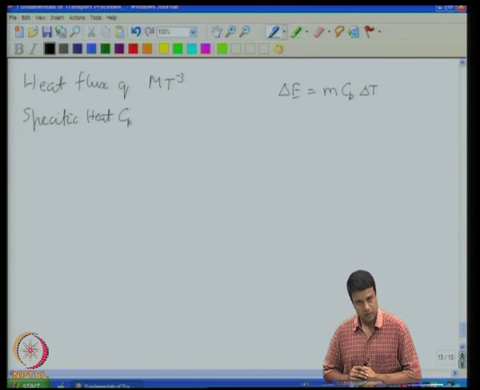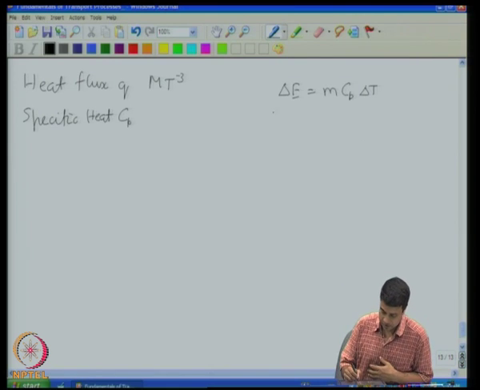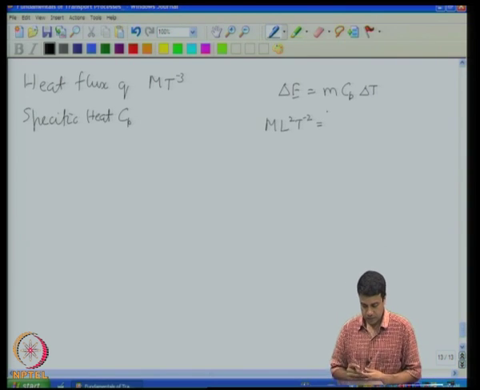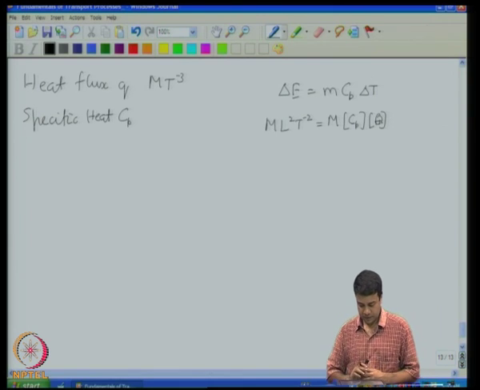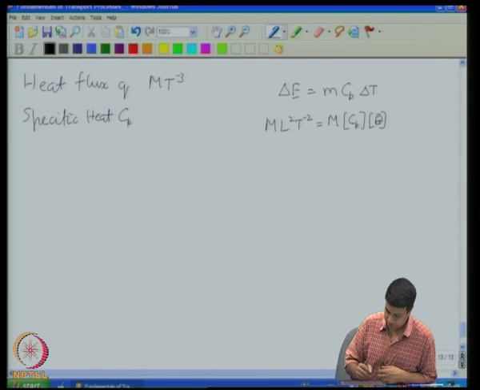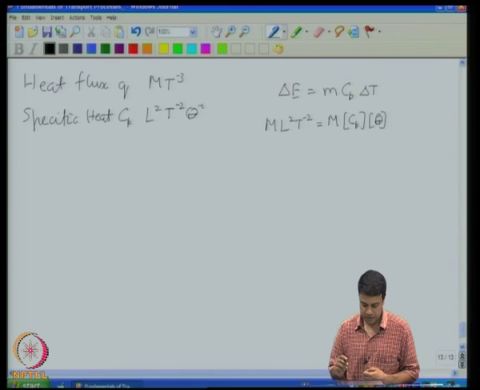The change in energy has units of energy. So, it is m L squared T to the power minus 2, which is equal to the dimension of m, which is mass, times the dimensions of specific heat times the dimension of temperature, which is theta. From this, it is easy to see that the dimension of specific heat is L squared T to the power minus 2 theta inverse. So, that is the specific heat.